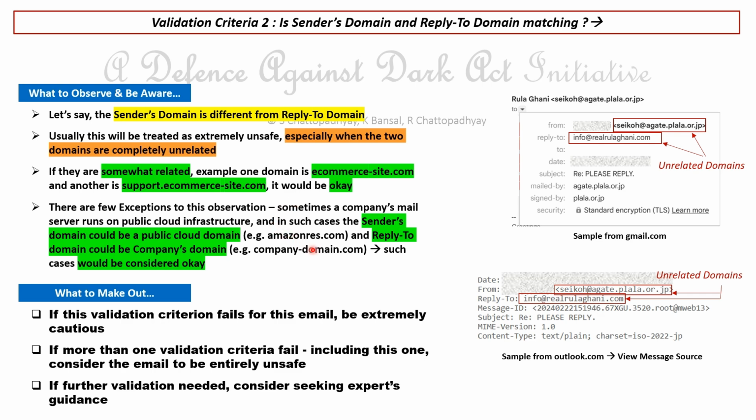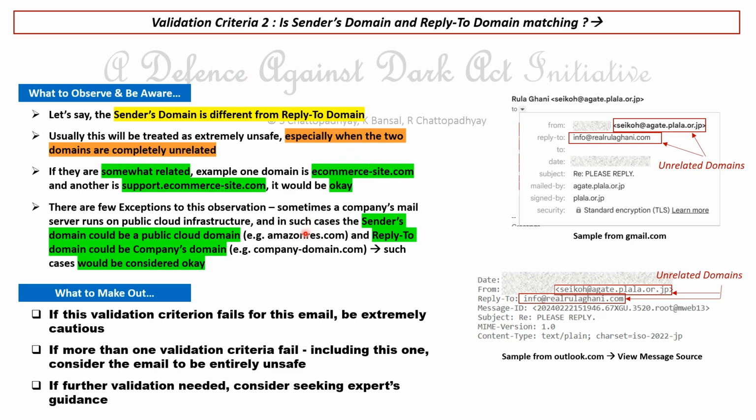Now, some of these other situations, like for example, a company's mail server is running on a public cloud infrastructure. In some of these cases, the sender's domain could be a public cloud domain, like for example, amazonres.com. And the reply to domain could be a company's domain, like companydomain.com. Such cases should also be considered okay. So you need to look at exactly what the differences are and whether these are falling under these exceptions or whether these are beyond these exceptions. And you need to accordingly decide how potentially unsafe the mismatch is looking like.